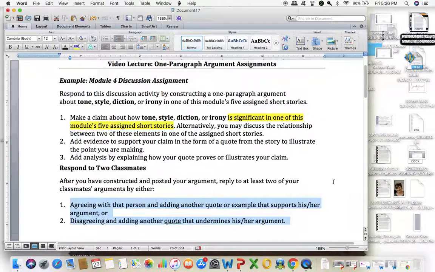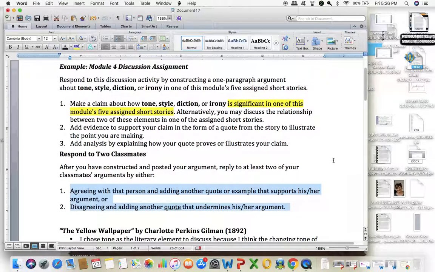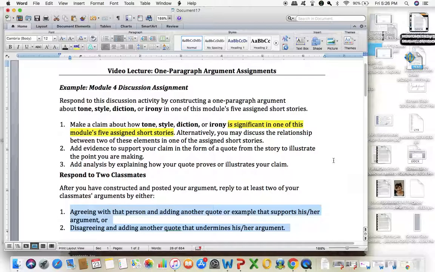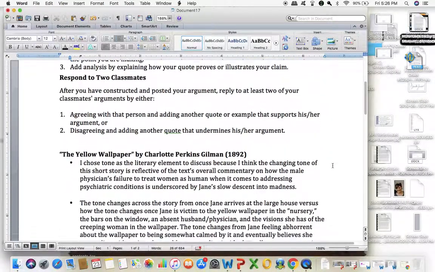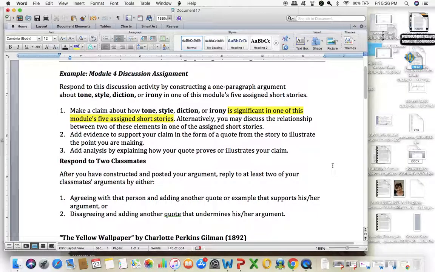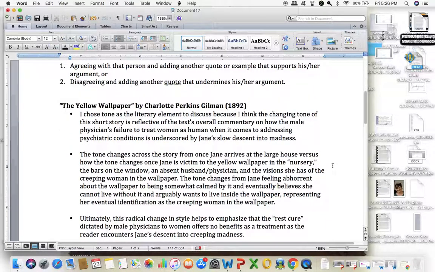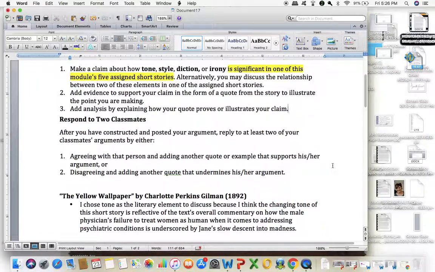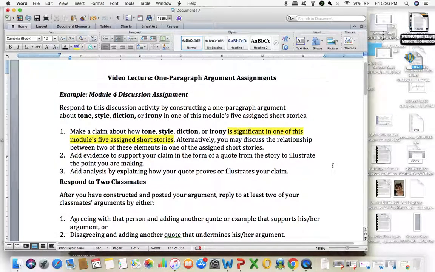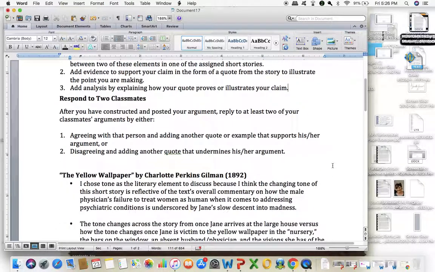When you don't do that, you're really hurting your grade, because that's the participation part of the rubric. You need to make sure that you're doing that. I think the responses are the easiest part of these assignments, so you don't want to be missing out on those easier points. What I'm going to be doing is using The Yellow Wallpaper as an example of how I would approach the one paragraph discussion assignments, and how you might go about writing them.